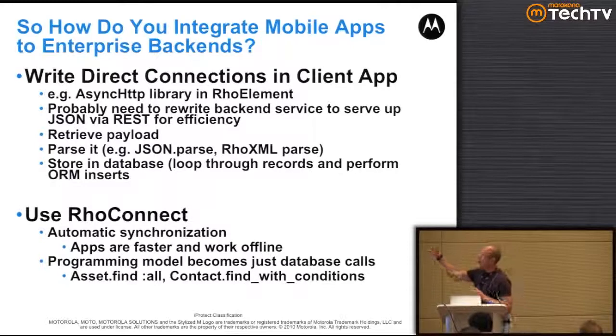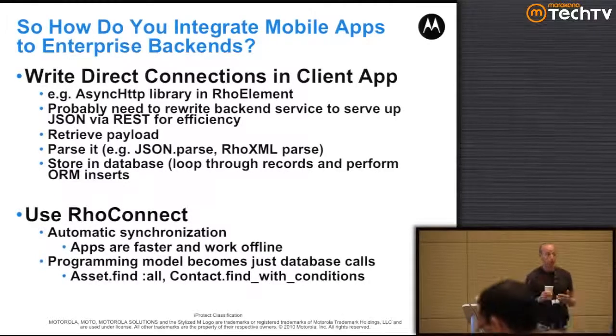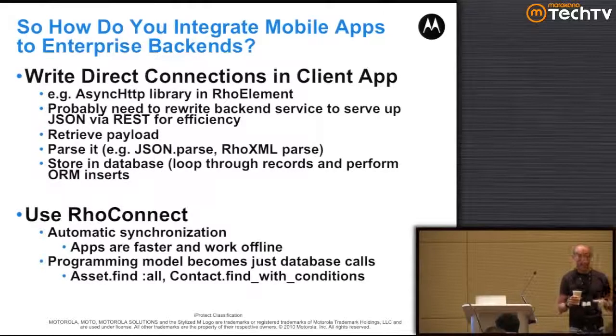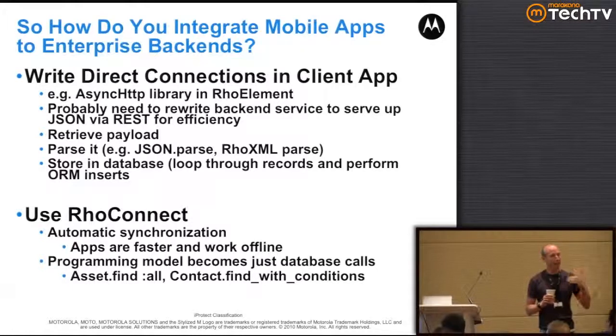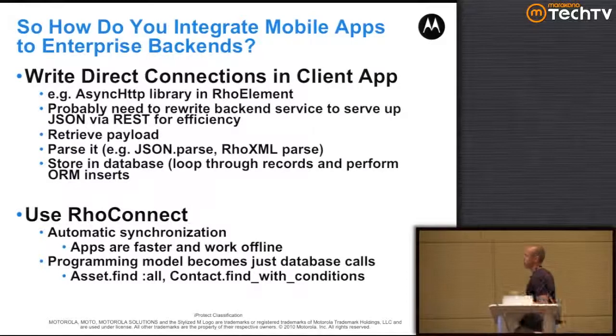You'll retrieve the payload. You'll parse it using JSON.parse. Remember I said we do some things that make it a little nicer in RhoElements, even if you don't use RhoConnect. We actually give you a super fast XML parser called RhoXML. It's syntactically identical to REXML, which is a Ruby library, but it's just super fast. It's optimized for mobile. So we want to help you do it if that's the path you choose. We also include the async HTTP library. There are platforms that don't do asynchronous HTTP well, and we give you that. And then, of course, you'll store it in the database by looping through the records and performing the inserts.